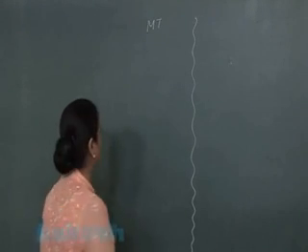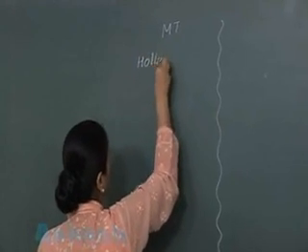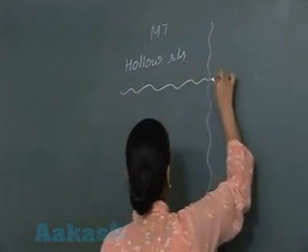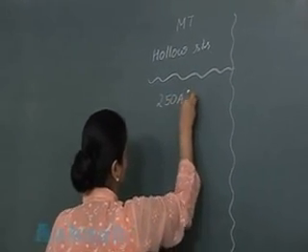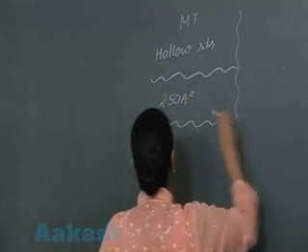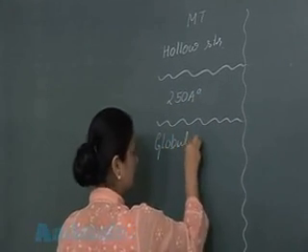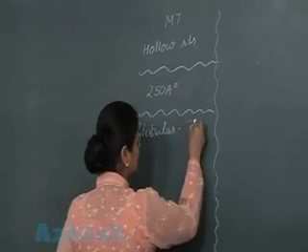Let's write this information. So the microtubules are hollow structures having a diameter of 250 Angstrom, made up of globular protein. So which globular protein is present inside the microtubule? That is tubulin.